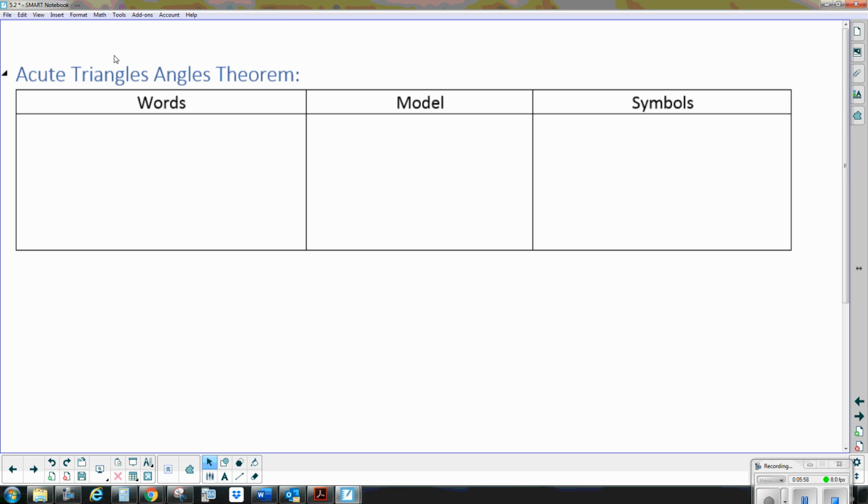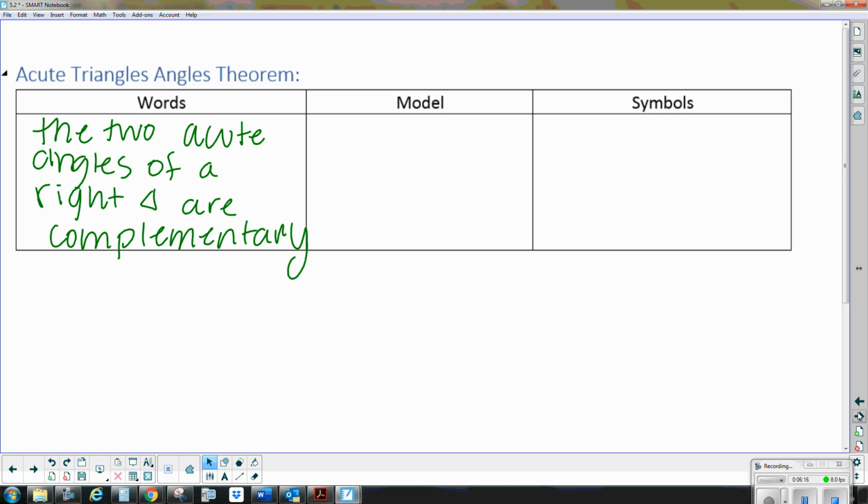We have another theorem in this lesson that is the acute triangles theorem. And this theorem talks about the acute angles in right triangles. This theorem says in words that the two acute angles of a right triangle are complementary. Complementary, if you remember, means that the angles add up to 90 degrees.